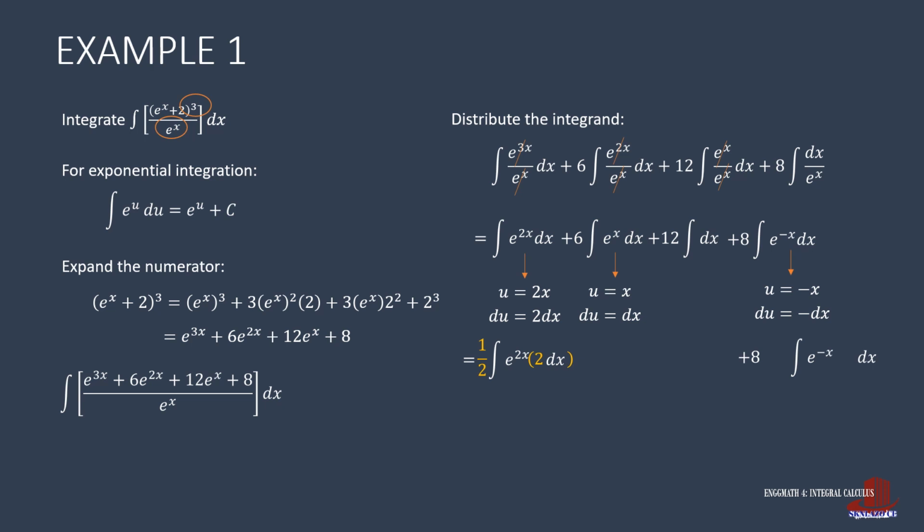So the derivative would have to be multiplied by -1, which will be balanced out with another -1 out of the integrand. So using the exponential integration, we get half of e raised to 2x plus 6 of e raised to x plus 12x minus 8 times e raised to negative x plus c. To take out the negative exponent, the antiderivative can be written as half of e raised to 2x plus 6 e raised to x plus 12x minus 8 over e raised to x plus c.